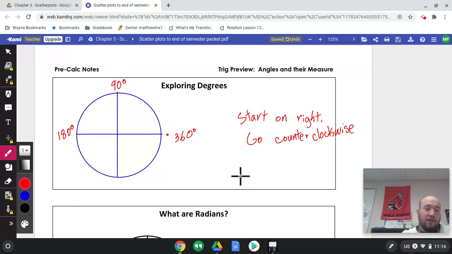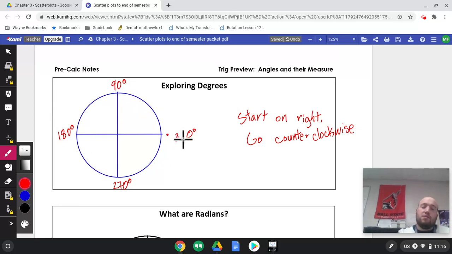But then 3/4 of the way around, that would be 270 degrees. And obviously in between here, there's all sorts of other answers, right? Like here's 45 and etc. But quarter turn 90, half turn is 180, 3/4 is 270, and the whole way around is 360. Okay, now that's if we go counterclockwise. If we would say like find negative 90 degrees for this chapter, that means go clockwise. It means the opposite direction. Okay, so positive is going to be starting on the right and going counterclockwise.